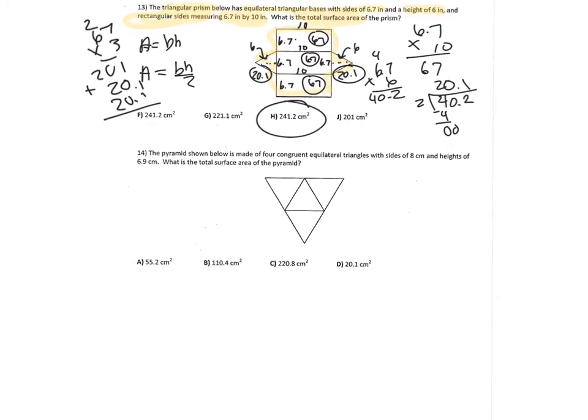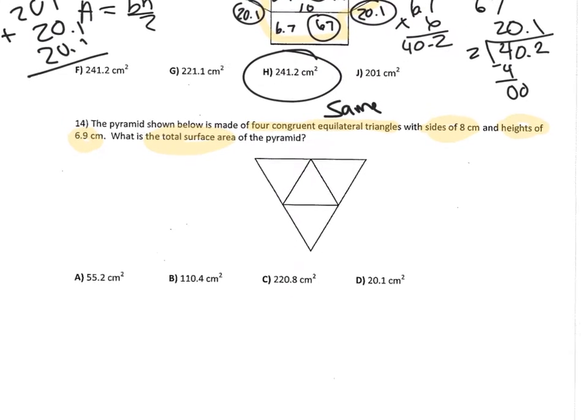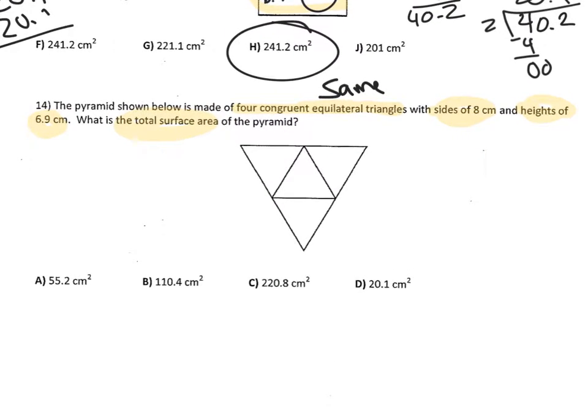Okay, number 14. The pyramid shown below is made of 4 congruent equilateral triangles with sides of 8 centimeters and heights of 6.9. What's the total surface area of the pyramid? So if they're equilateral, that means they're all the same. So you can literally find the area of one of those triangles and add them all together because they're all going to be the same, or just multiply by 4.